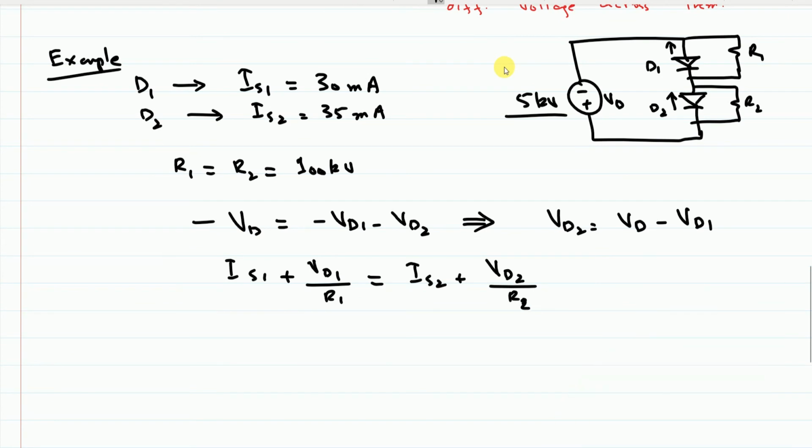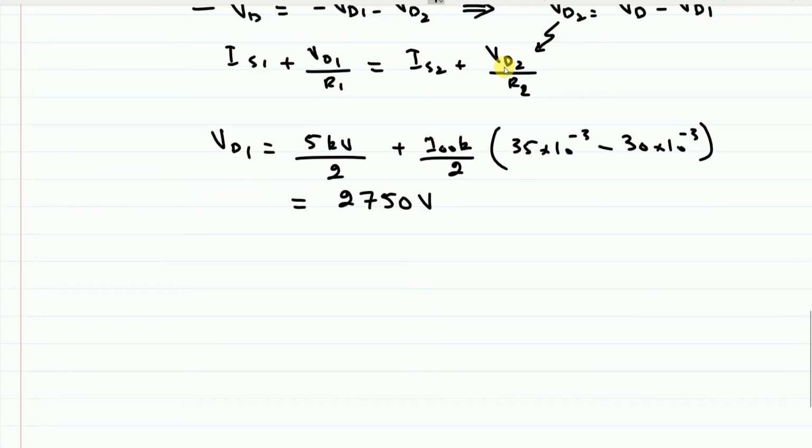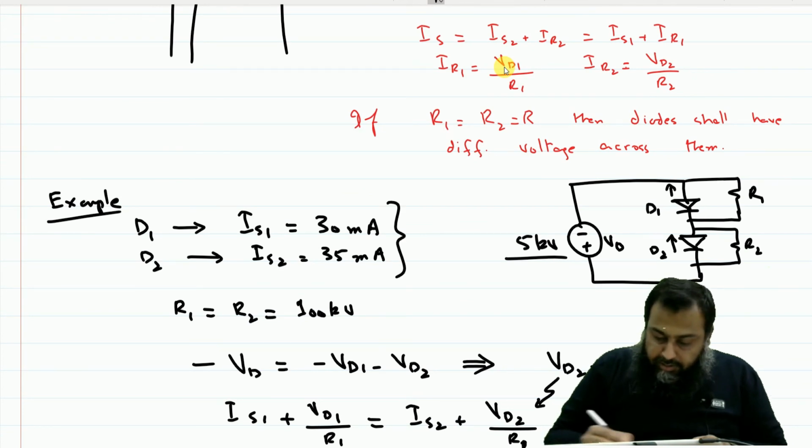Now because R1 and R2 are fixed, and IS1 and IS2 are given, I can find the value of VD1. By substituting the values here, VD1 turns out to be equal to 5 kilovolt divided by 2 plus 100k over 2 into 35 into 10 to the power minus 3 minus 30 into 10 to the power minus 3, the two reverse saturation currents, and this comes out to be 2750 volt. Using this, VD2 is equal to 5000 minus 2750, which gives 2250 volt. Notice that the only difference between these two diodes was the reverse saturation current, with a 5 milliampere change only.